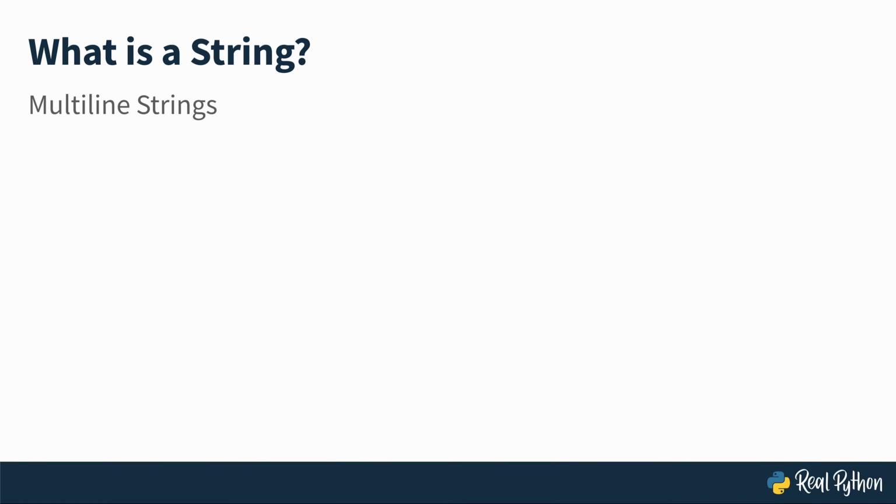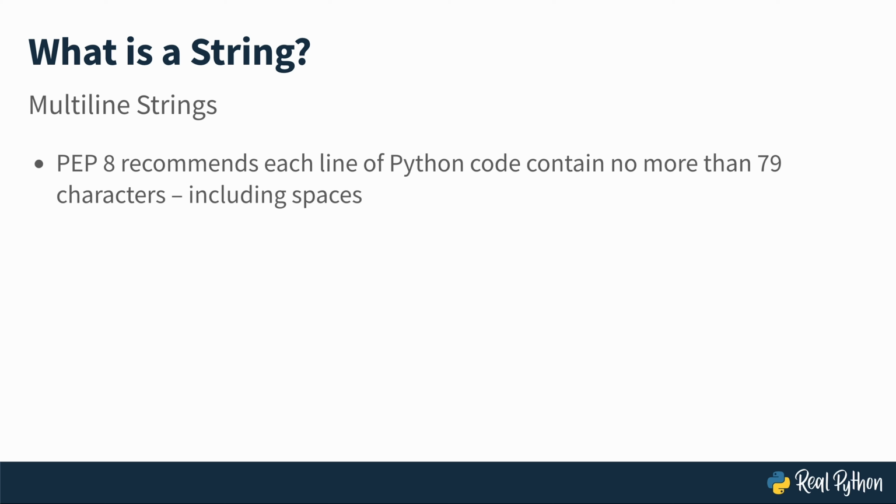What if you have a really long string? In a previous Python Basics course, you might have learned about PEP8. PEP8 is a style guide for Python. It recommends that each line of Python code, meaning the whole line across that you're typing, contain no more than 79 characters, including spaces. Otherwise, it gets a little hard to contain within the screen.